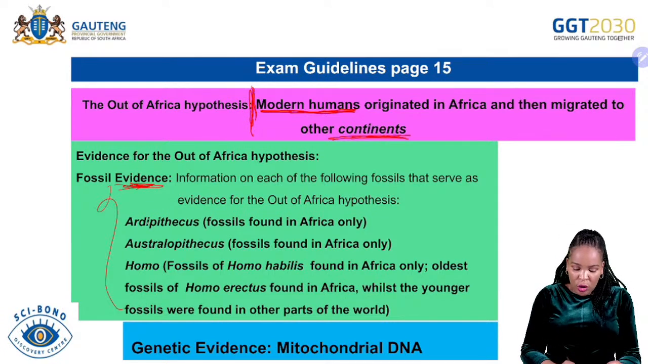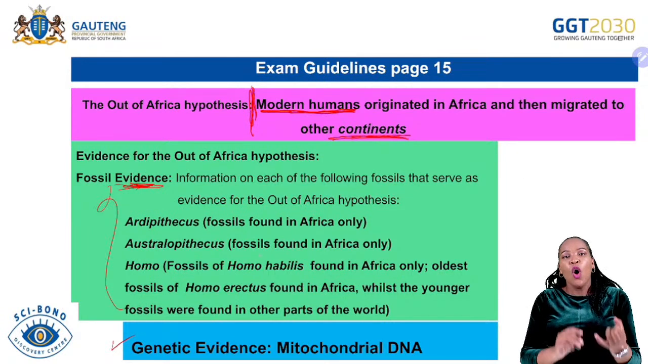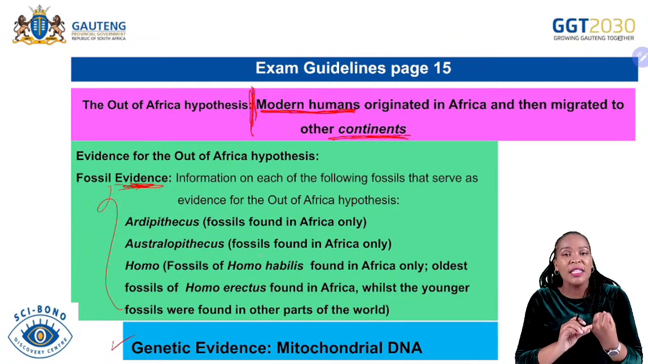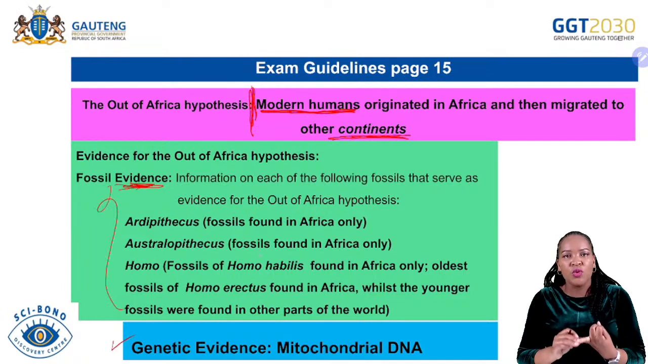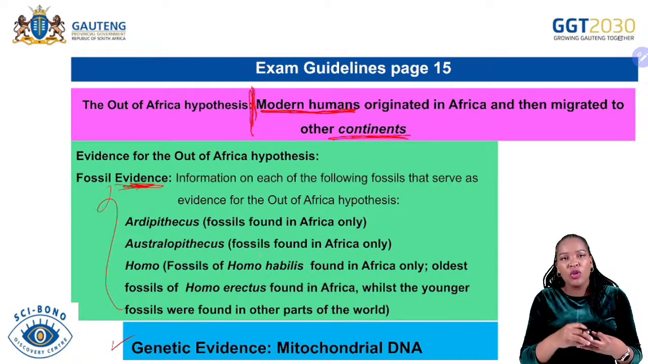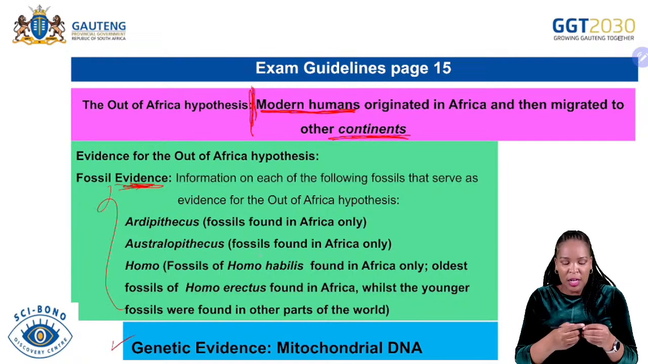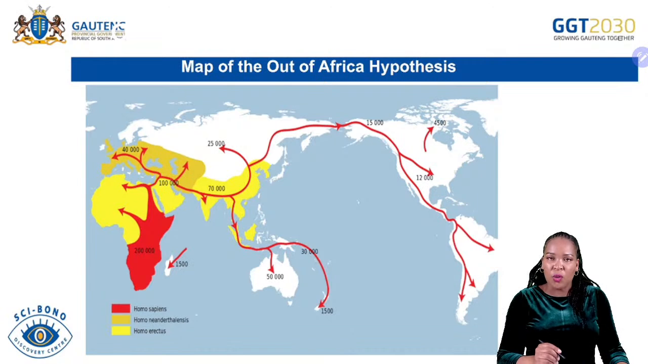Then they also used genetic evidence. We're going to look into all of this now. Remember, this is only just a part of the exam guideline. On page 15, your exam guideline tells you that you need to know what is the out of Africa hypothesis, and what lines of evidence were used to support the out of Africa hypothesis. So there were fossils that were used to support that theory, and also genetic evidence was used to support that theory. Right. So now we're going to go into it.